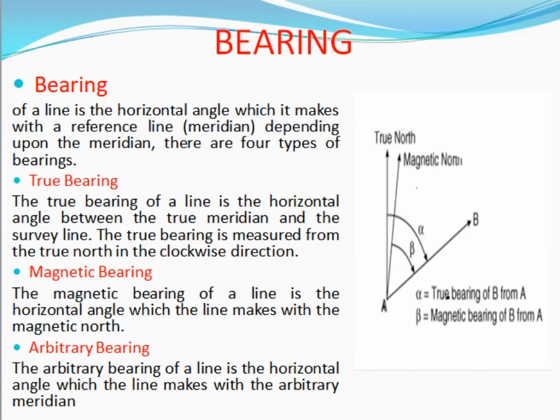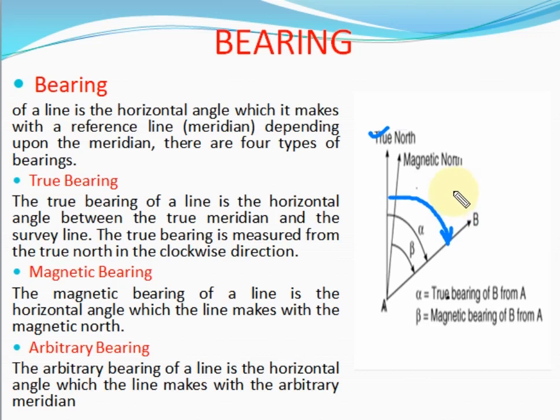Here you can see in this figure, when the bearings are measured with respect to true north, and AB is the survey line, so when you measure the bearing with respect to true north to the survey line, it is called the true bearing. But remember that you do not always get the true bearing. You only get the magnetic bearing.